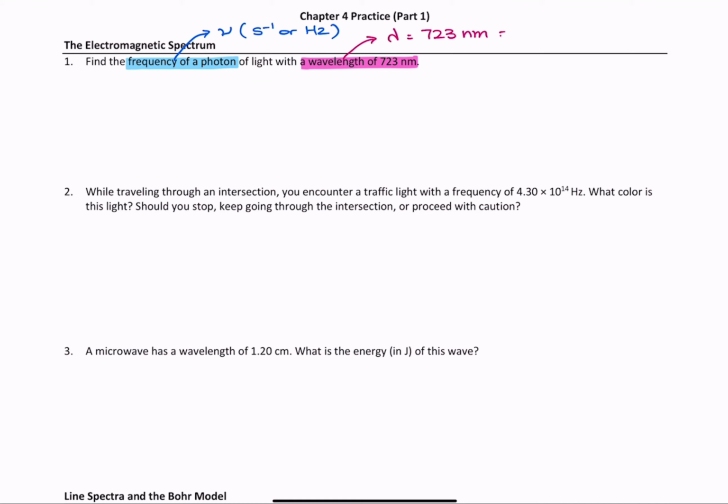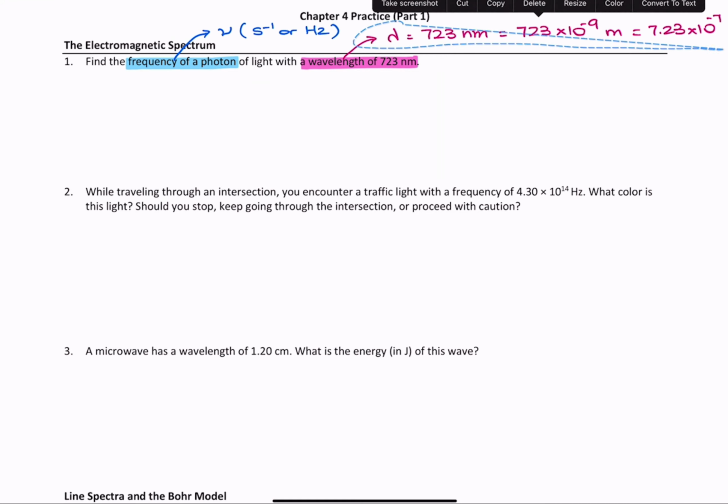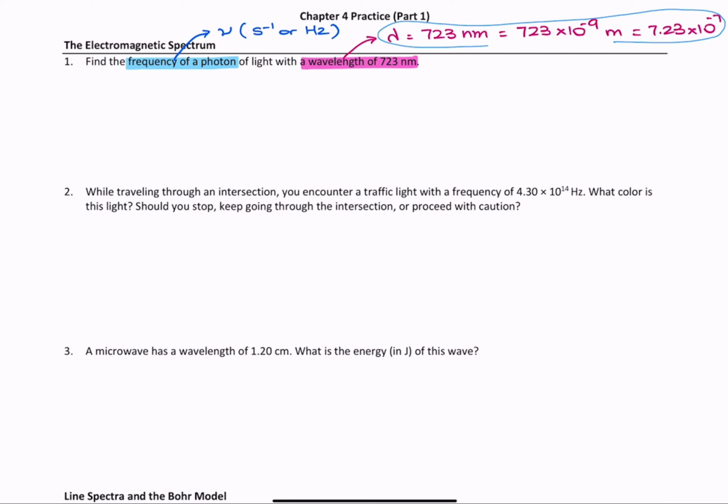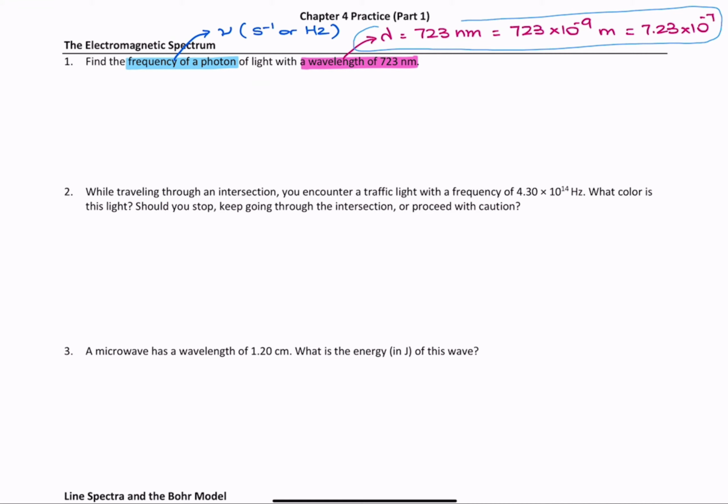Remember that nano is 10 to the negative 9, so it's 723 times 10 to the negative 9 meter, or 7.23 times 10 to the negative 7 meter.